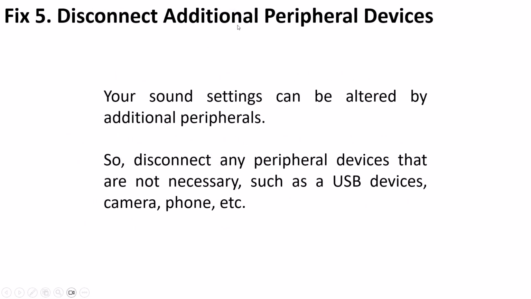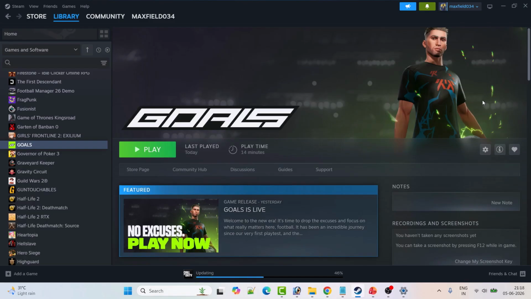Fix 5 is to disconnect additional peripheral devices. Your sound settings can be altered by additional peripherals, so disconnect any peripheral devices that are not necessary such as USB devices, camera, phone, etc. and then check. So I hope by following these fixes you can easily solve sound or audio problem in Goals game.